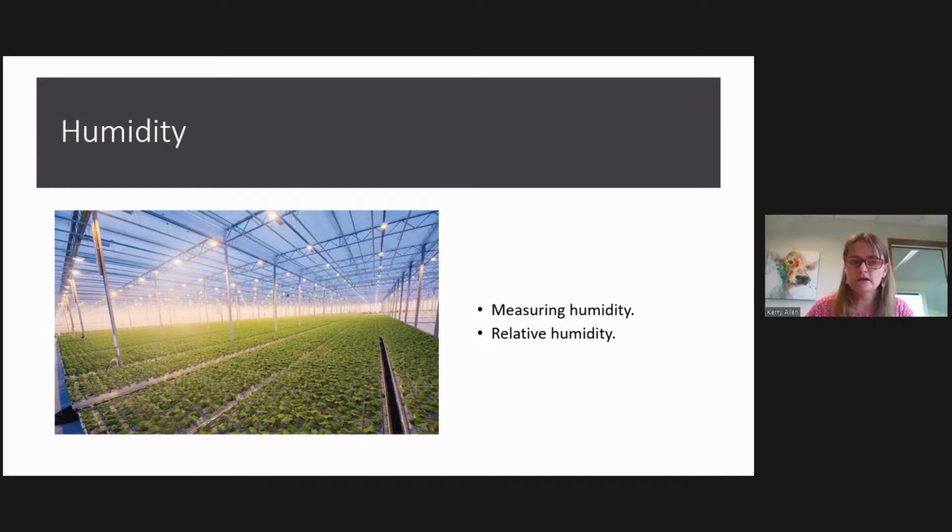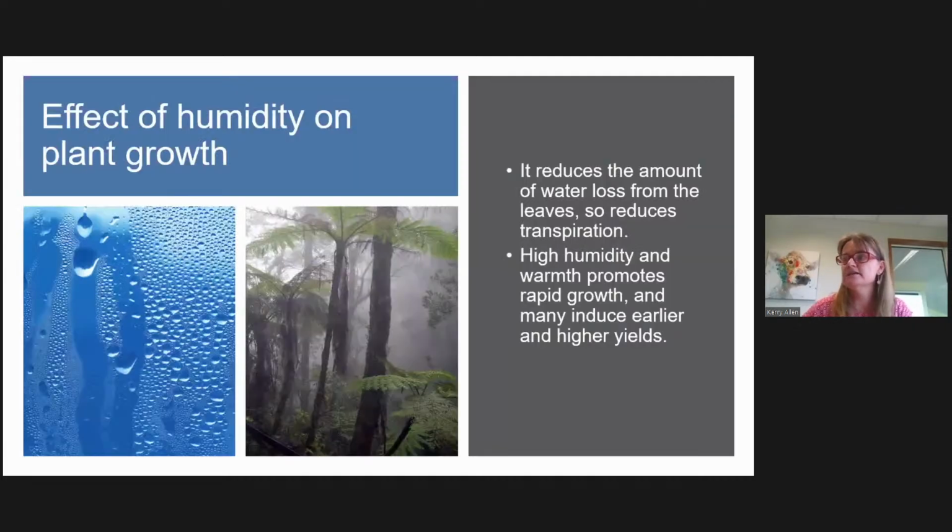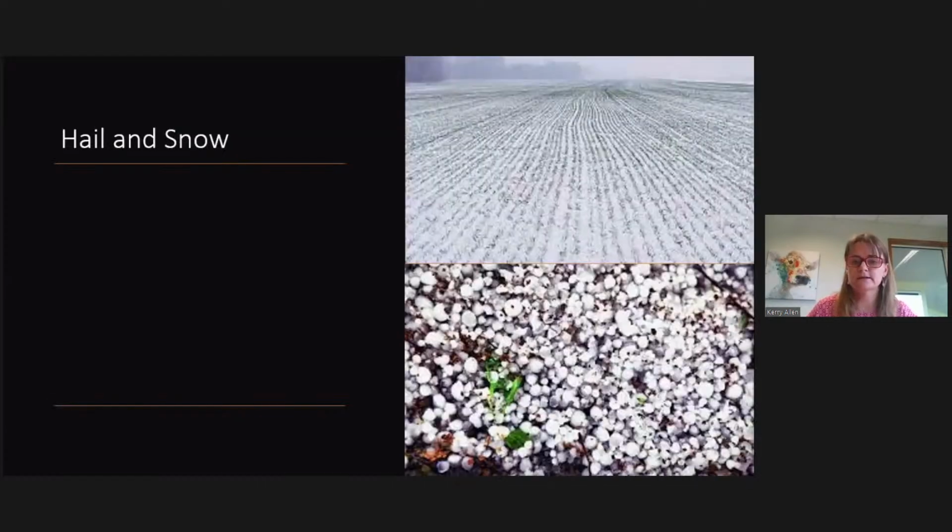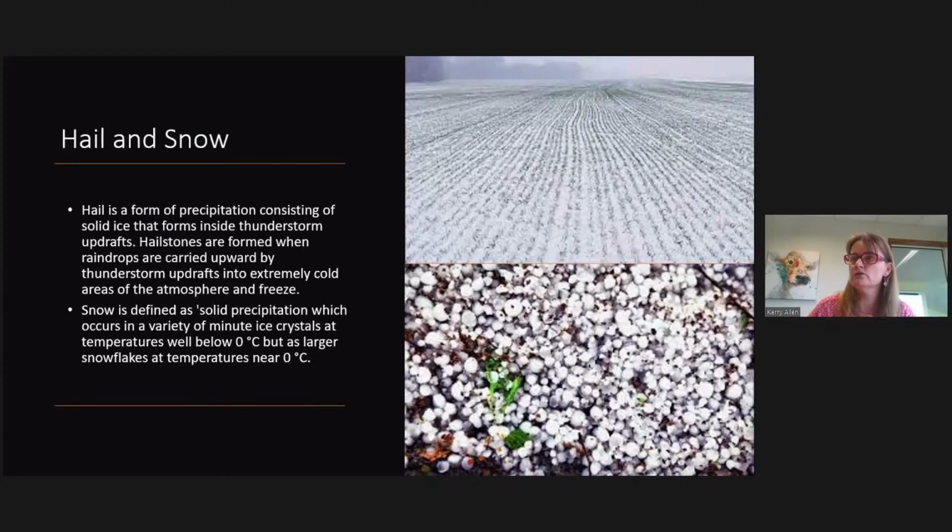So the good thing about humidity is that it retains that moisture. It reduces the amount of water loss from the plant, and it usually increases the growth of the plant. So high humidity improves the growth and has higher yields. Okay, so that's humidity.